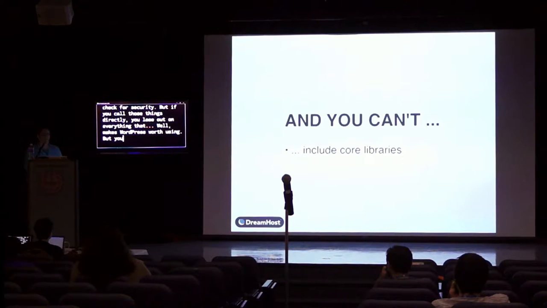But you also can't include core libraries. Some of you may remember back in January, we had a problem with PHP Mailer. As it turned out, there was a big security flaw in it, and we had to upgrade the version that was in WordPress. As we did that, actually, the WordPress core team turned to me and they said, hey, Mika, how many people are using PHP Mailer in plugins? Turned out there were about 90 plugins doing it. That's not that bad.